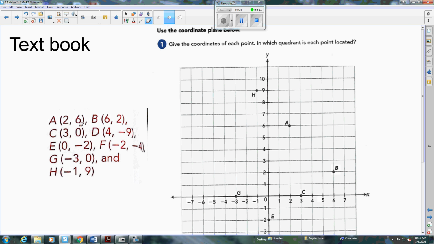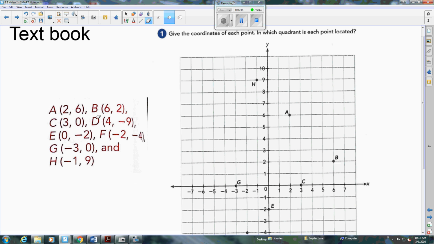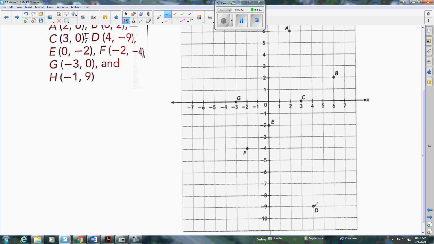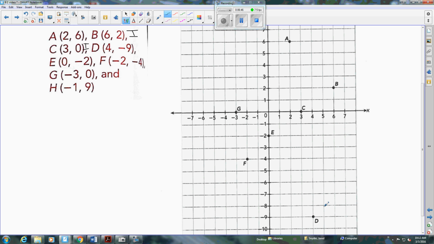Out of the textbook, give the coordinates for each point. In which quadrant are they located? So we have A is (2, 6), which is 2 to the right, 6 up. B is (6, 2). Those are both located in quadrant 1. (3, 0), 3 to the right, 0 up, is also in quadrant 1. (4, -9), so 4 to the right, 9 down, is going to be D, and that's going to be quadrant 4.